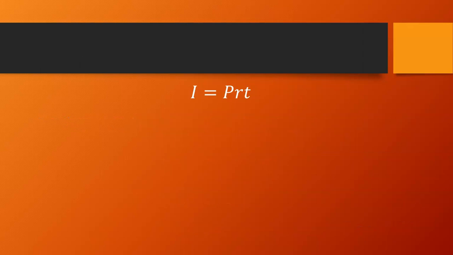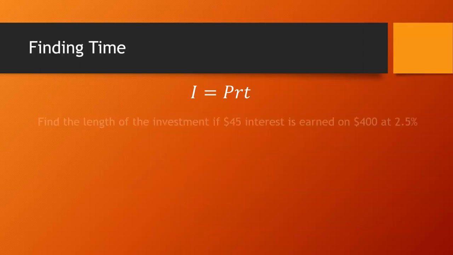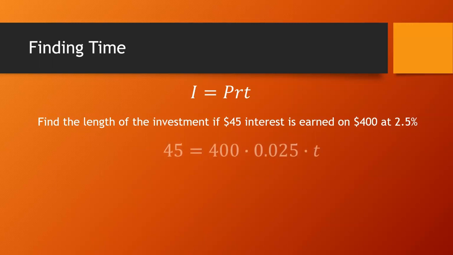Finally, what if we're looking for the time? Something like this. Find the length of the investment if $45 interest is earned on $400 at 2.5%. The interest earned is $45. The principal invested is $400, and the interest rate, written as a decimal, is 0.025. What we don't know is the time. So 45 equals 400 times 0.025 times t.